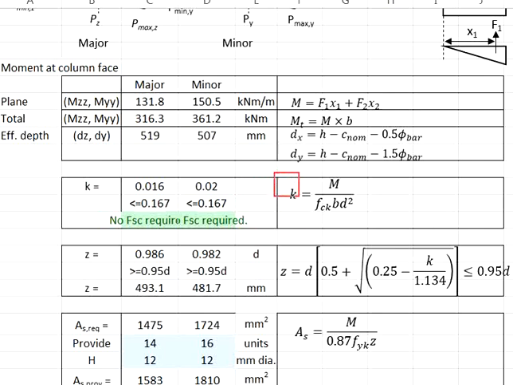And then use the k, apply into the equations to determine the lever arm. You get your z equal to 0.986 and 0.982 d. Both of them are greater than 0.95. Therefore, we will cap it at 0.95 d, which gives you the z equal to 493.1 and 481.7 mm.